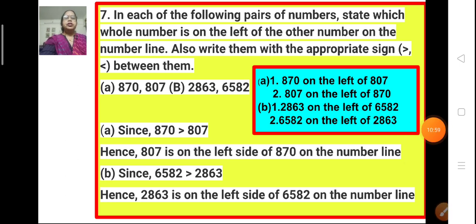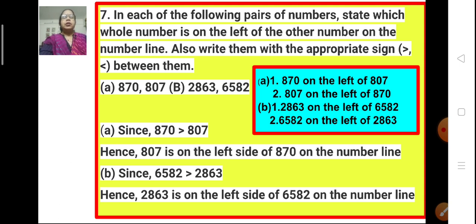Now here we have a question which is about the number line. In each of the following pairs of numbers, state which whole number is on the left of the other number on the number line. Also write them with the appropriate sign between them. Okay, greater than, lesser than sign we have to put. So we have the first one as 870 and 807.